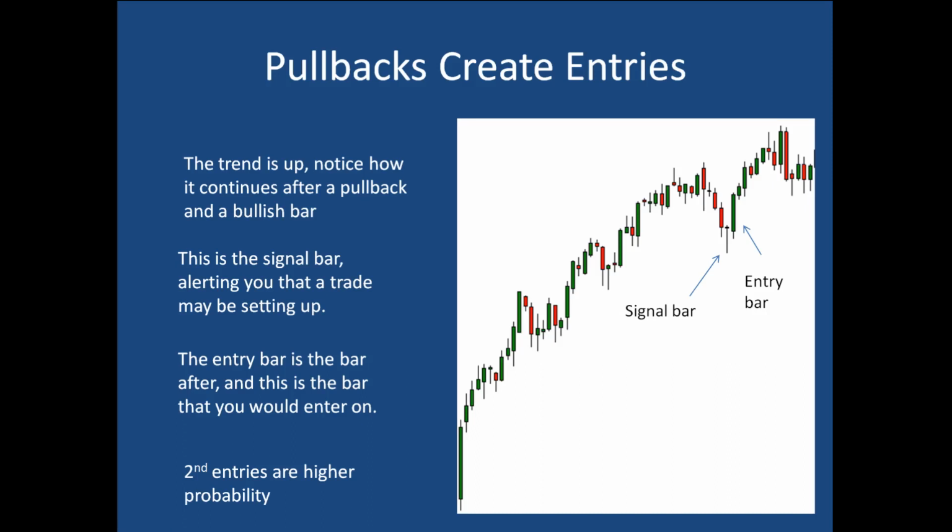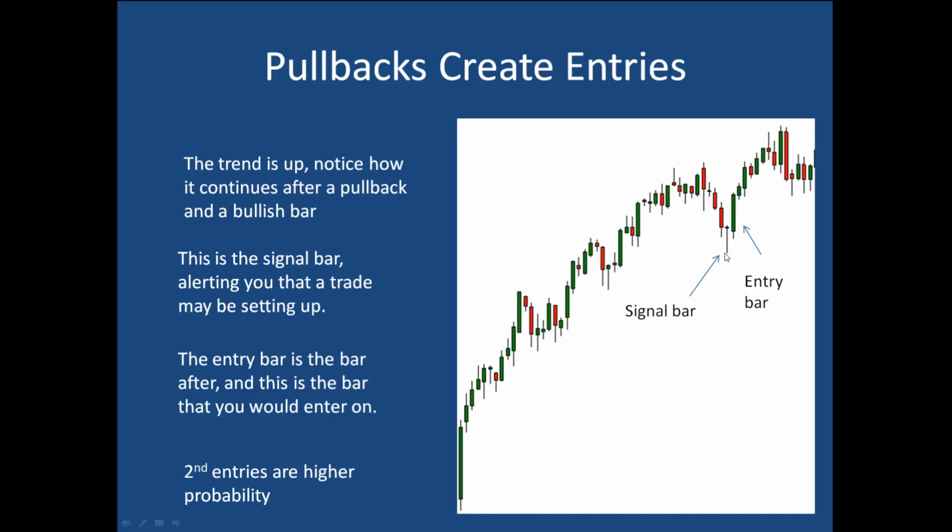Pullbacks create entries. The trend is up. We have a pullback and a better price to get in. Notice how after each pullback and a bullish bar, the trend continues. So we have a pullback, a bullish bar, the trend goes up. Pullback, bullish bar, trend goes up. Larger pullback, but pullback, and the trend goes up.